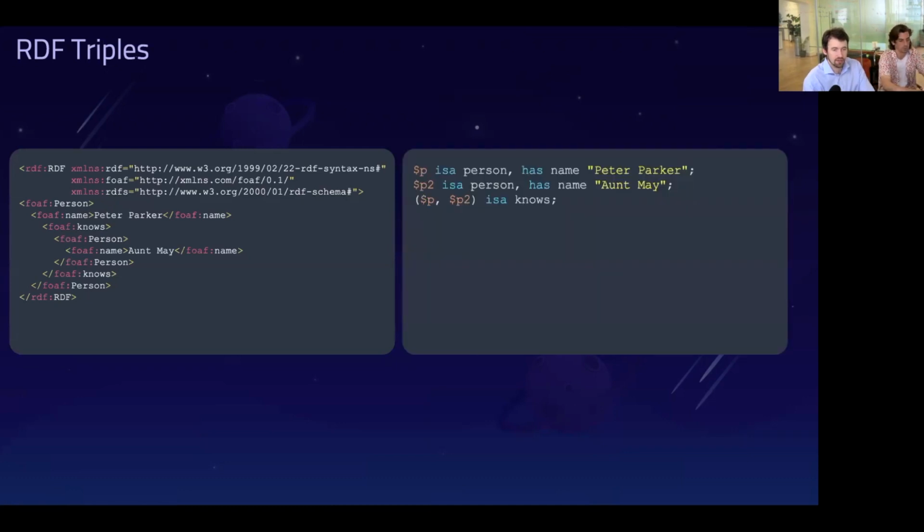If we look at how this would look in code, if we're using an XML serialization, and we're also going to look at something simpler like Turtle, this is what it would look like on the left, and on the right is the query, effectively the pattern in TypeQL of how this particular pattern would look. We've got a person that has an attribute, Peter Parker. We've got another person, Aunt May, and both are connected to each other through a relation of type knows.